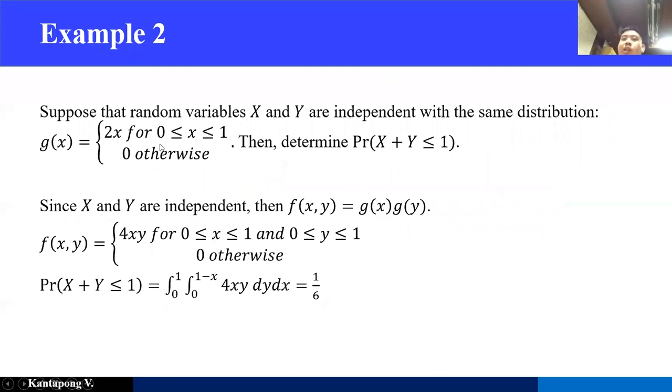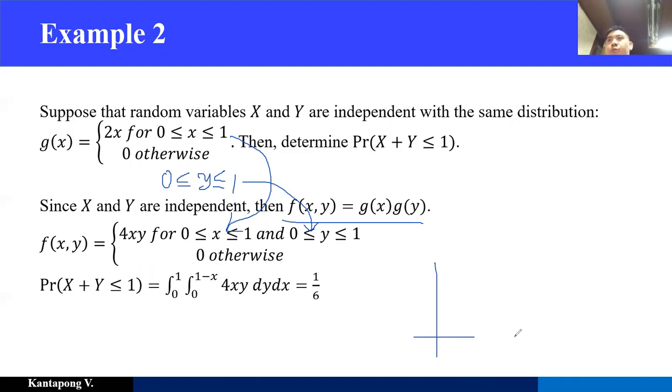So let's look at the second example. Suppose that the random variables X and Y are independent with the same distribution. Then determine this probability. First, since they are independent, we can multiply these two together. So there will be 4xy, but we must beware of the support, because similarly, the support for y is y between 0 and 1. So we must intersect these two conditions together, and zero otherwise.